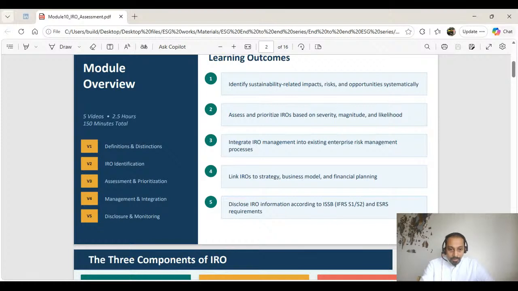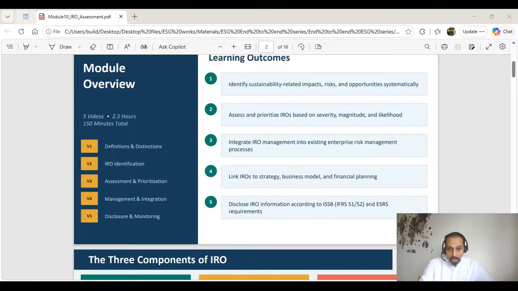Here we are going to see the learning outcomes for this module, because I want you to have a clear picture of what you will be able to do by the end of today. By the time you complete all the slides, first, identify sustainability-related impacts, risks and opportunities systematically. I want you to emphasize that word, systematically. We are not talking about brainstorming on a whiteboard. We are talking about a repeatable, evidence-based process.